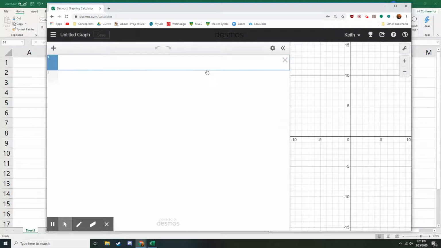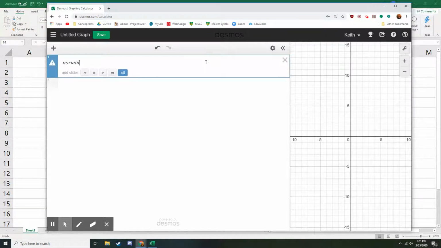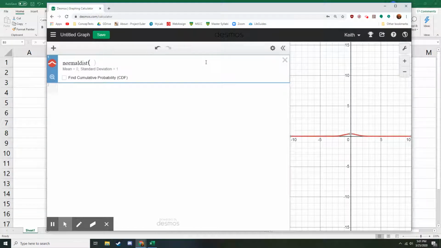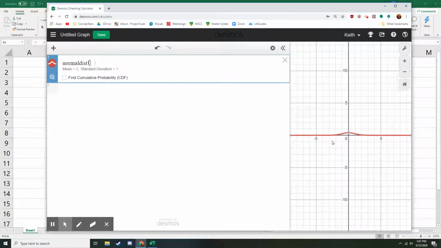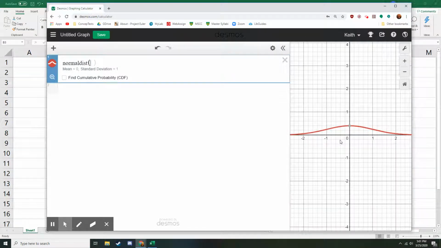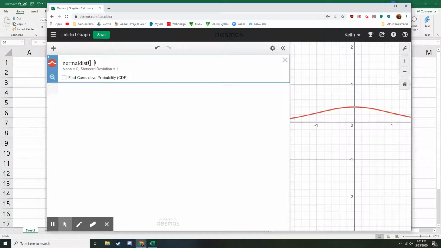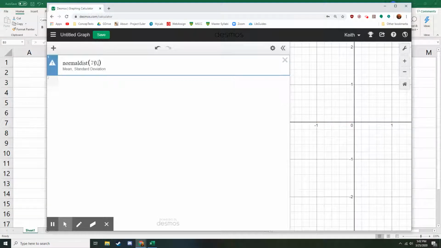So hopefully you can read that okay. So the big boy for Desmos is normal dist. We're not very clever with our names. And then we're going to open our parentheses and we're going to type in not four numbers, but just two numbers. And the two numbers that we're going to type in is mean first, comma, standard deviation. So mu, comma, sigma. So if I remember correctly, the mean height was 70 and the standard deviation was 4.